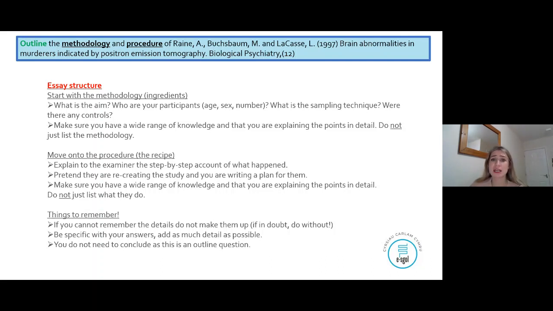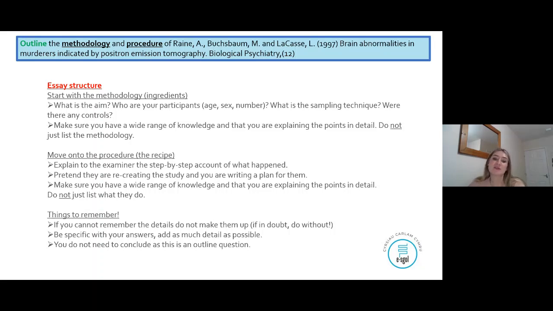What was the sampling technique? Okay, so this was done in a university, wasn't it? So the sampling technique probably would be opportunity sampling. Were there any controls? Okay, we know that it was a highly controlled experiment. It was an observation in an experimental setting, and it was really, really controlled because of all of the different sessions that they went through. But there wasn't a control group, was there? They didn't have another participant that they also tested this on.